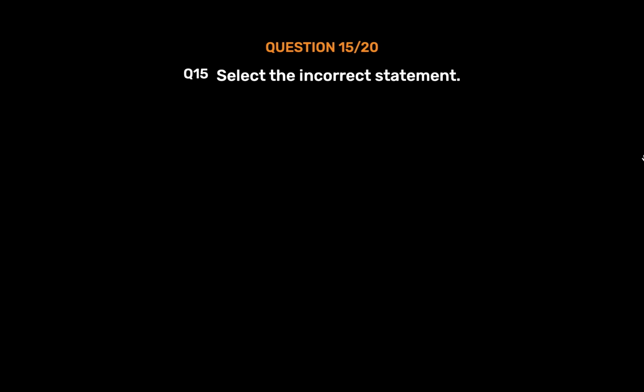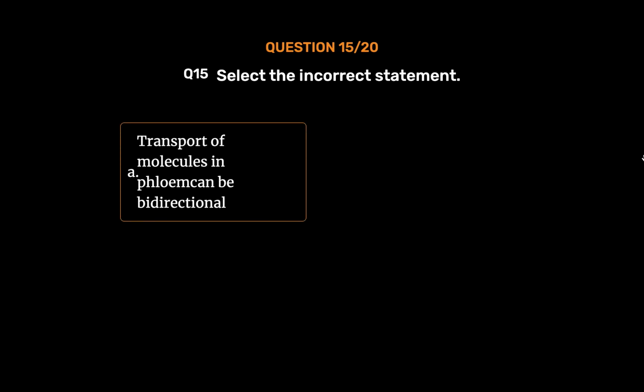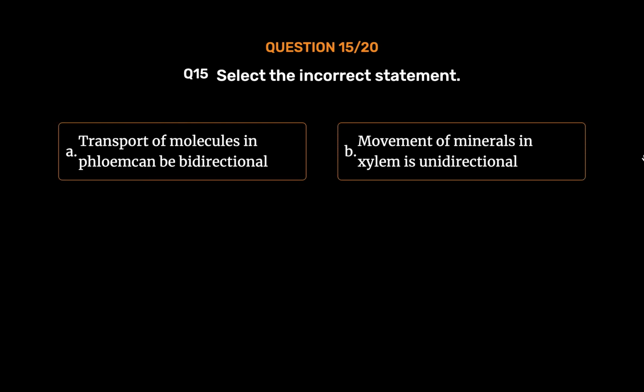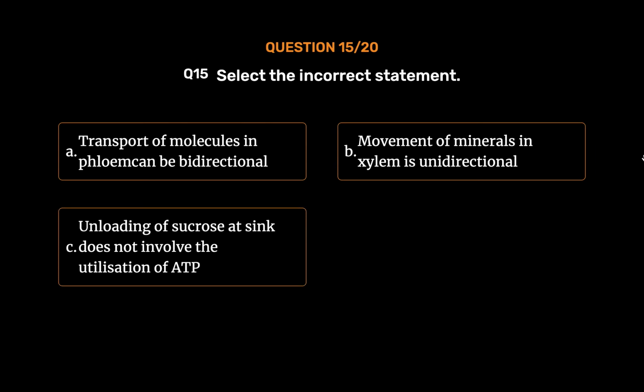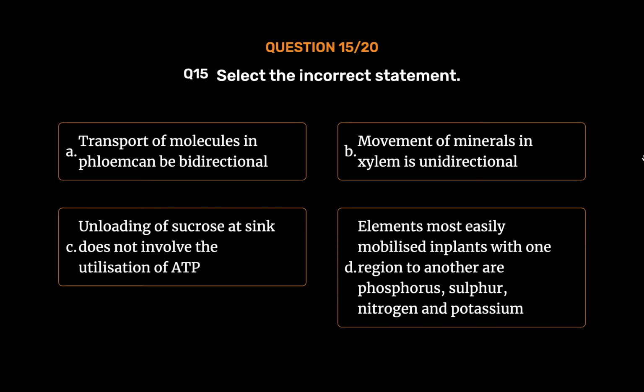Question number 15. Select the incorrect statement. Option A. Transport of molecules in phloem can be bidirectional. Option B. Movement of minerals in xylem is unidirectional. Option C. Unloading of sucrose at sink does not involve the utilization of ATP. Option D. Elements most easily mobilized in plants from one region to another are phosphorus, sulfur, nitrogen and potassium. The correct answer is Option C. Unloading of sucrose at sink does not involve the utilization of ATP.